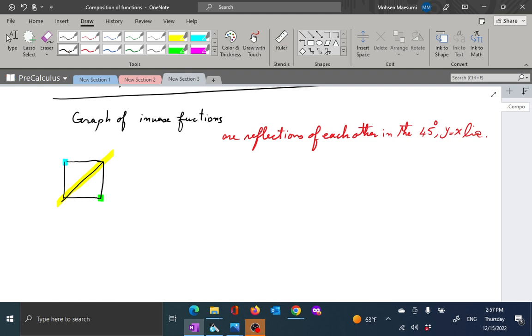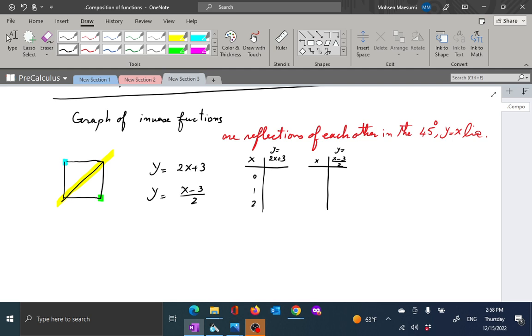Now suppose I want to show, here I have a function 2x plus 3 and its inverse, (x minus 3) over 2. These are two inverse functions. I want to show that their graphs will be reflections of each other. The way to see that is by making tables for them. So I make a table for x and 2x plus 3, and a table for (x minus 3) over 2. Let's just be quick with that.